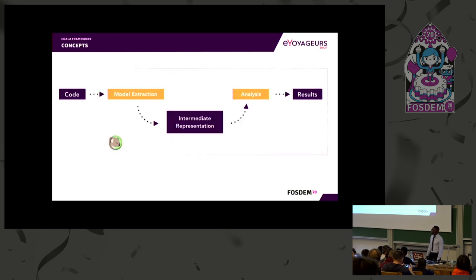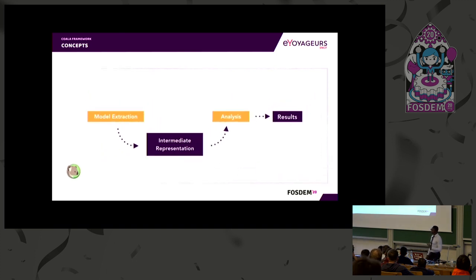Let's have a closer look. That's the typical constitution of a static analysis tool. We start by using the code as data, and you have some model extraction to just get data from the code. You then produce an intermediate representation. You have AST. You also get data structures. You could also have call graphs and also control flow graphs.